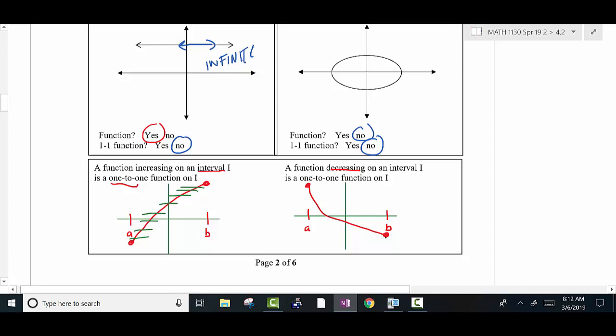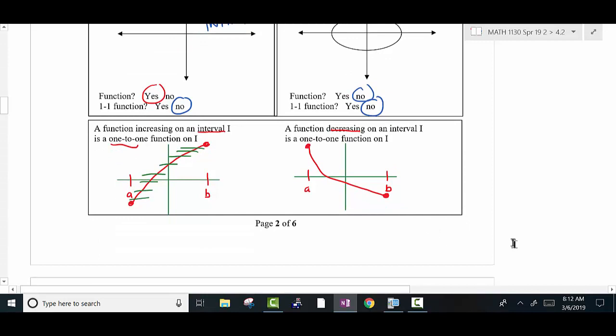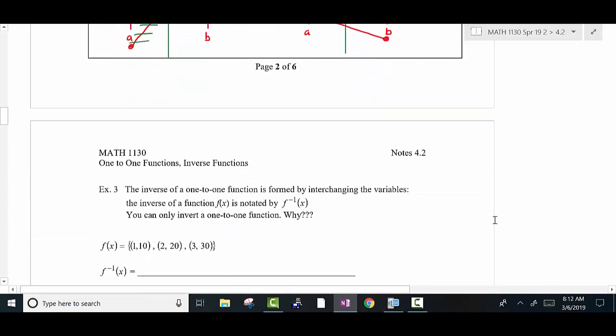Okay, so if you find a place on the graph where you're always increasing or a place where you're always decreasing, it's going to be one-to-one in that interval. That's what that means. Does that make sense to everybody? Okay, so that gets you through what a one-to-one function is, and that's real important because it's tied to what an inverse is. So we're going to work a lot today on what inverse functions are.